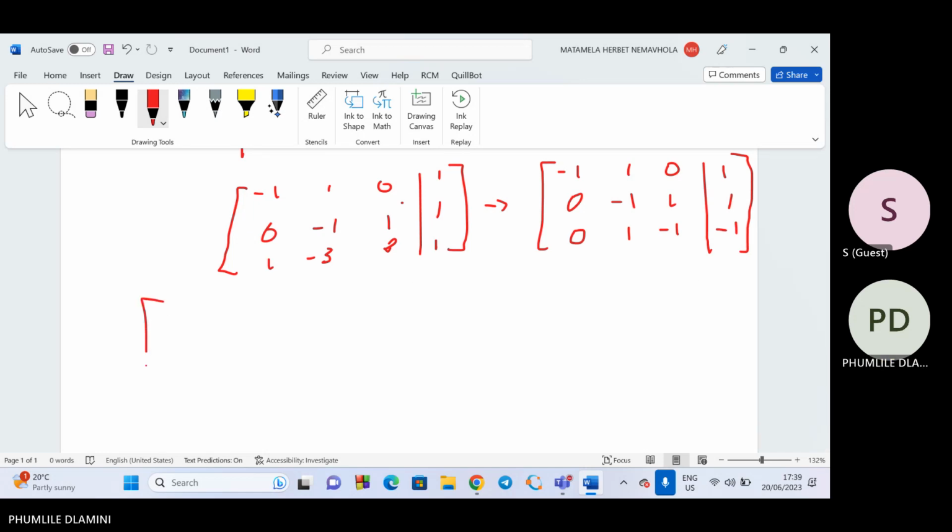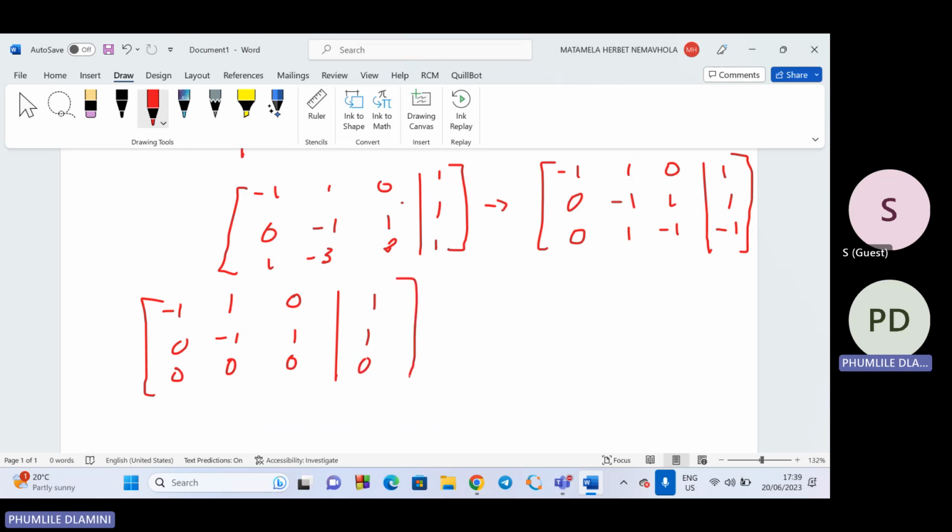So now, negative 1, 1, and 0, and 1, 0, negative 1, and 1, and 1. So we're gonna add this plus this is gonna give us 0, minus 1 plus 1 is gonna give us 0, 1 minus 1 is gonna give us 0. This one also 1 plus this one again is gonna give us 0. So now we have a negative V1. Negative 1 is going to be equals to negative V2. So we can just say V1 equals to V2.